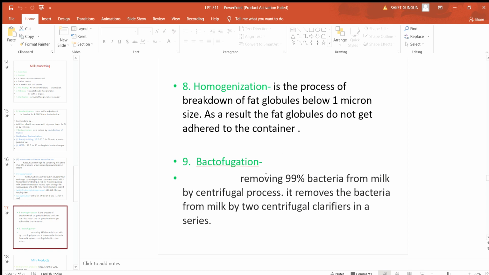Bactofugation. It is the method for removal of microbes from the milk. It removes about 99% of bacteria from milk by a centrifugal process. It removes the bacteria from milk by two centrifugal clarifiers which are placed in series.